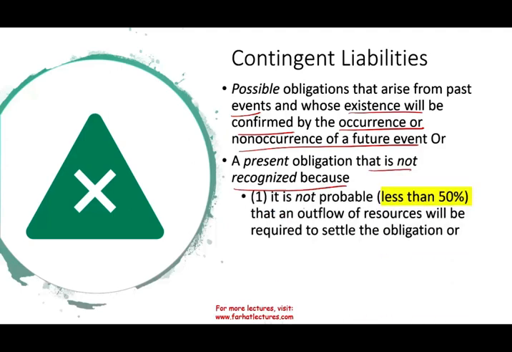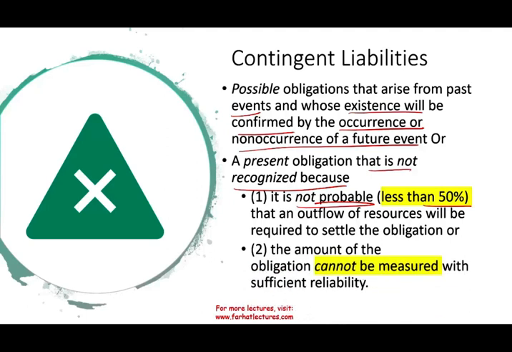Because it's not probable. How do we define probable? Less than 50%. That an outflow of resources will be required to settle it, or you cannot measure the amount that you have to pay. So you do have a liability. It exists. But here's the problem. There's less than 50% chance, or there's more than 50% chance, but you don't know the dollar amount. Why don't you know the dollar amount? Because the case is so unique, and it all depends on the jury.